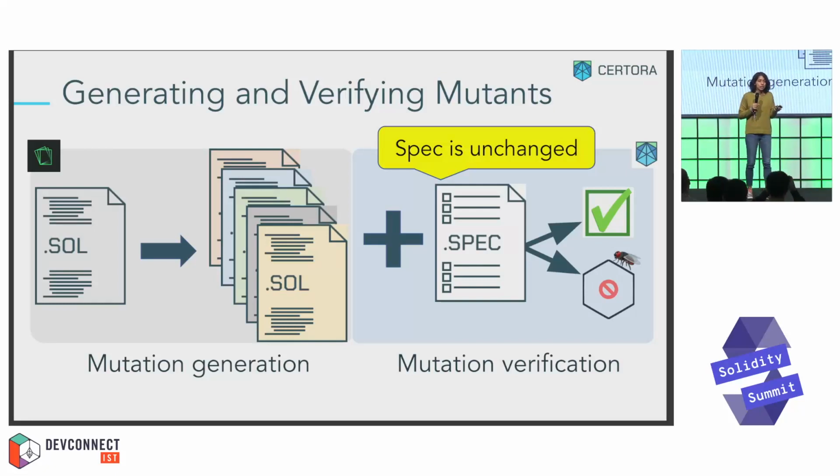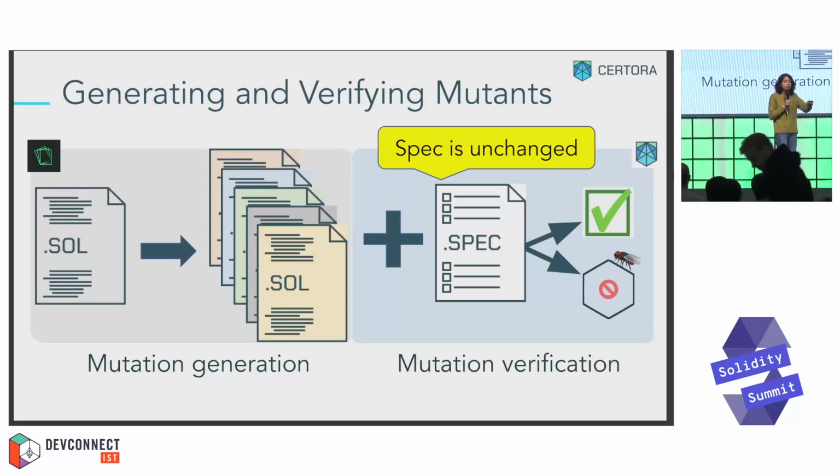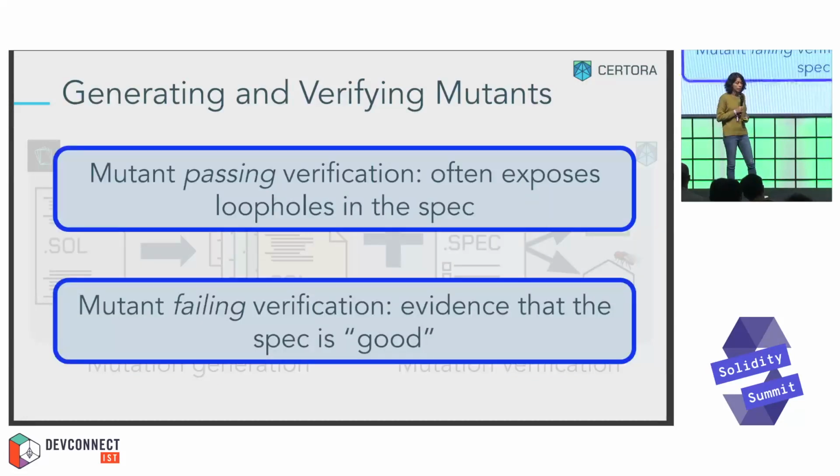We can actually have a discussion about whether it makes sense to change the specification. It's something we have thought about, but for now, we are just not changing the specification at all, only mutating the Solidity programs. So essentially, we have all these mutants, which are just new Solidity files for the given input Solidity file, and we are verifying them against the same spec.